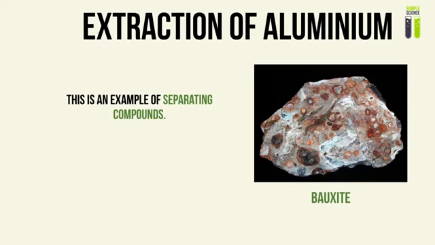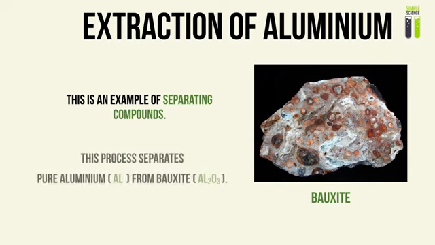So now let's introduce the process of extracting aluminium and the nature of this process. We're going to be separating aluminium from its most natural ore. We're going to be separating pure aluminium from a compound. The truth is, aluminium is a very, very reactive metal on its own, so therefore it exists in the natural world as a compound.